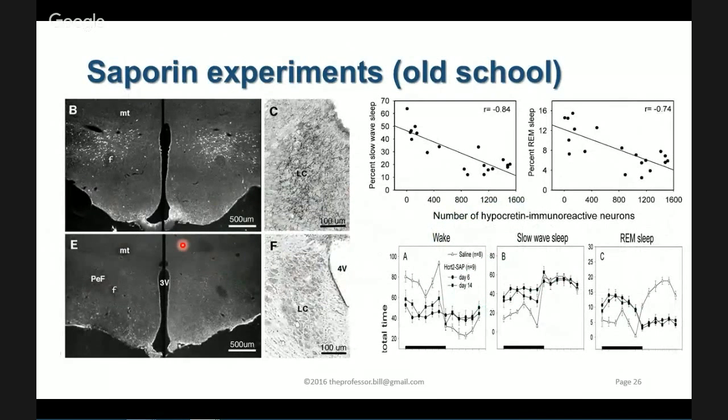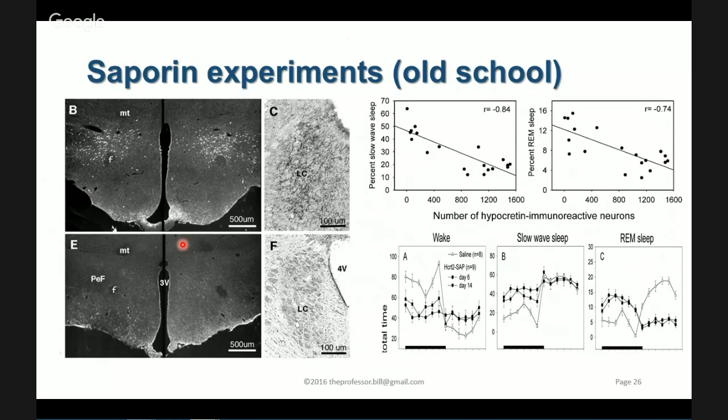I'm just going to mention this one experiment. It's something that I want you to be familiar with if you haven't heard of this before. How many of you take biochemistry? Have you heard of saporin? No?